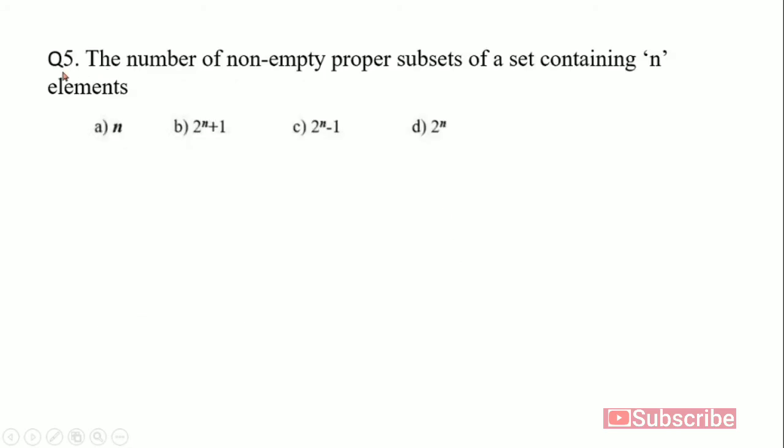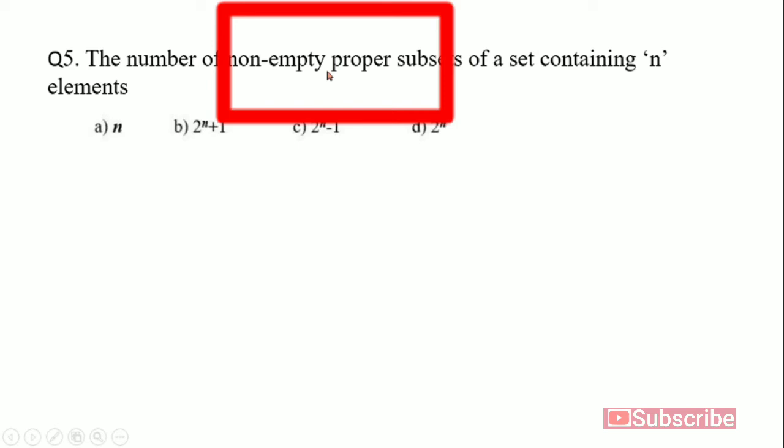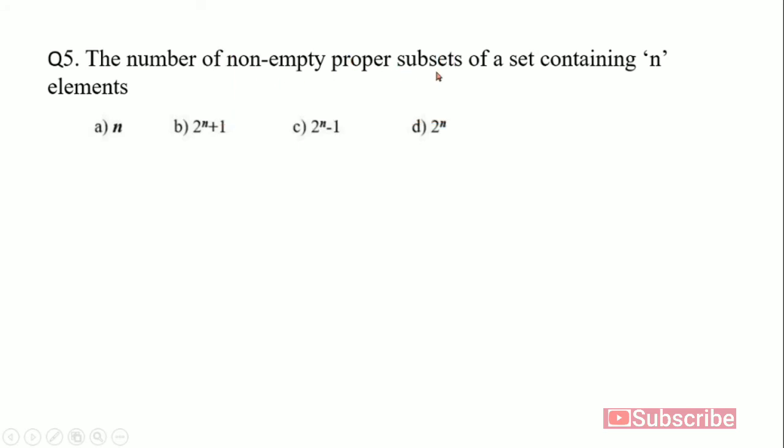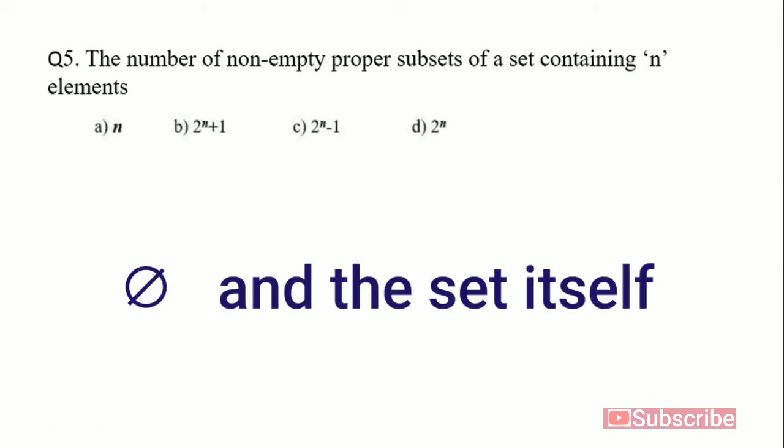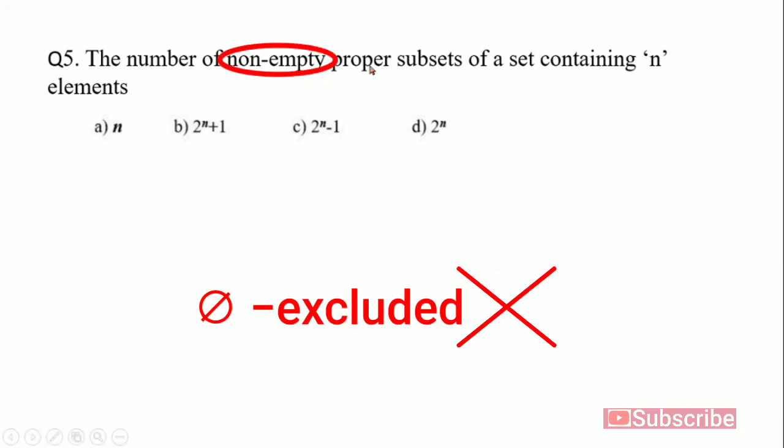Okay. Now question number 5. The number of non-empty proper subsets of a set containing n elements. Here we have to know subsets, proper subsets, and then non-empty proper subsets, right? Actually, which sets are called the proper subsets? Phi and the set itself can be subsets. So here non-empty means phi is to be excluded.